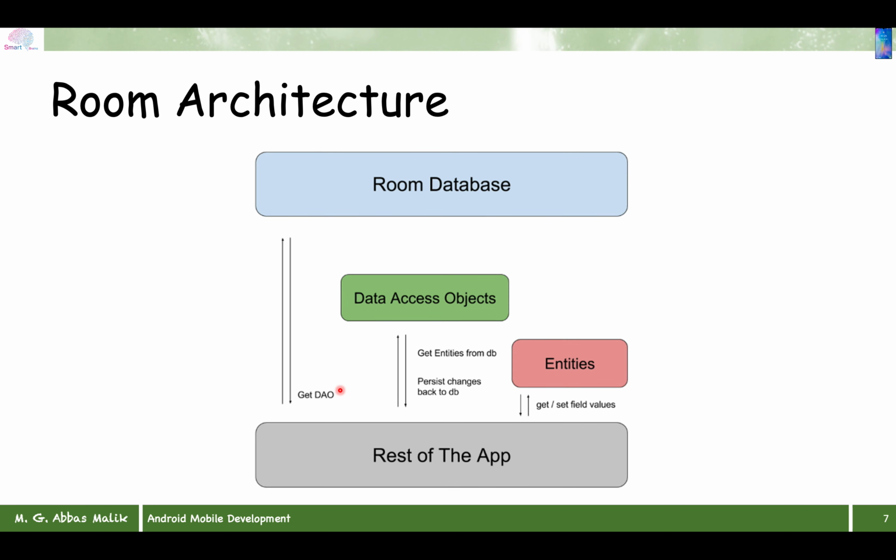So this is our Room architecture. We have a Room database, data access objects, the data entities, and the rest of the application. So we have a database object, which is a database class with the annotation @Database. We also have data access objects which help you to communicate with the database itself inside your applications, and entities are representing the structure or the schema or the design of your database.